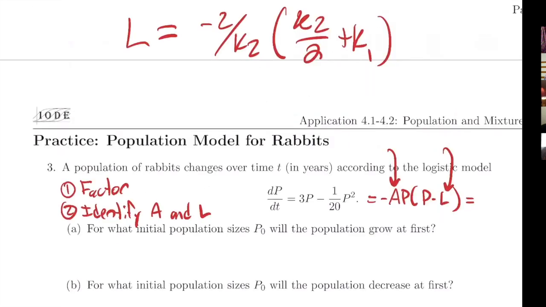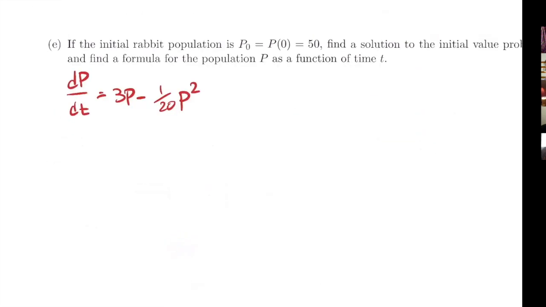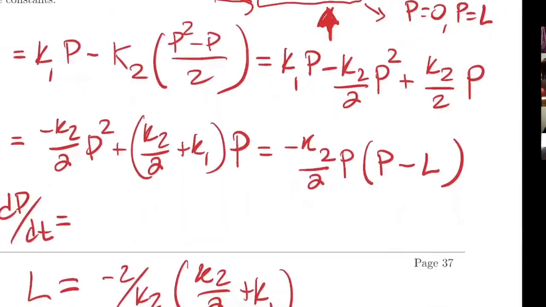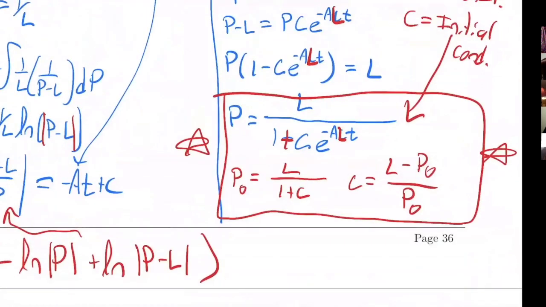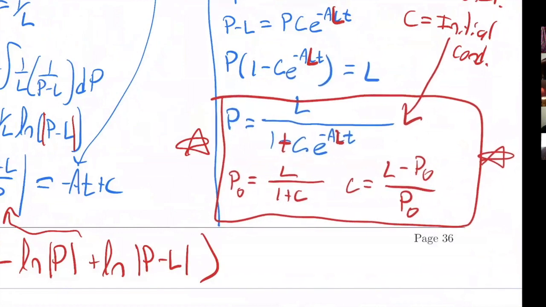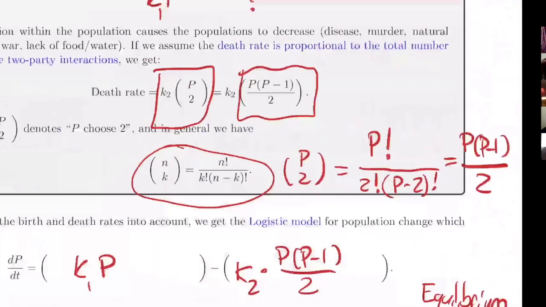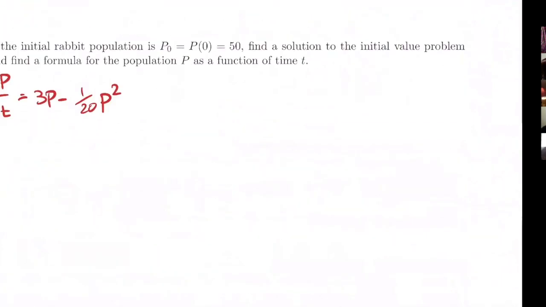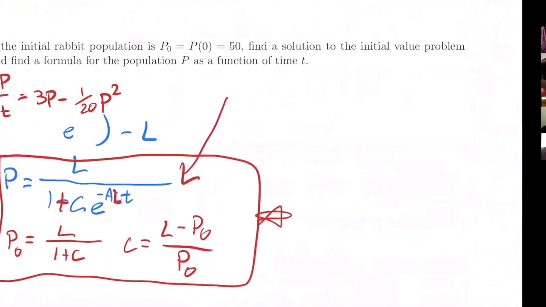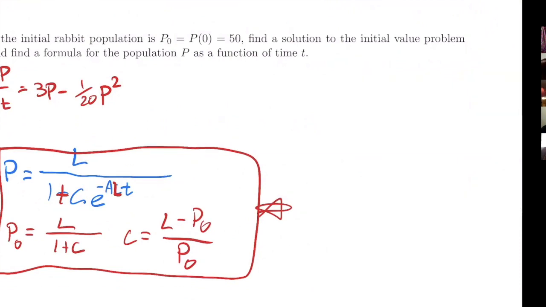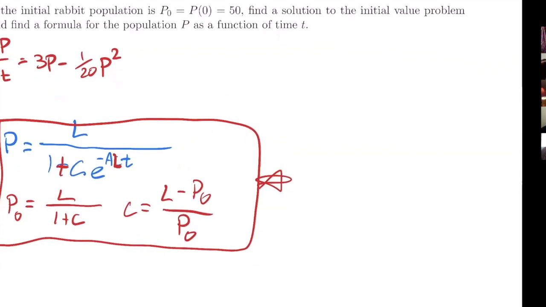Okay, so here was our initial differential equation. What we're hoping to do is use this shortcut that we have over here. That was the shortcut that we want to use. Notice, all we need to identify to get this general solution are what is L, what is A, and then that value C is going to depend on the initial condition.